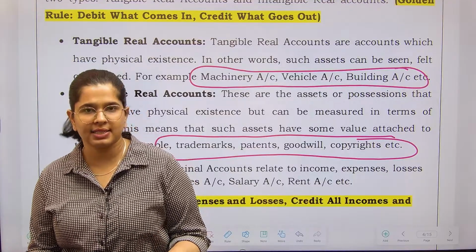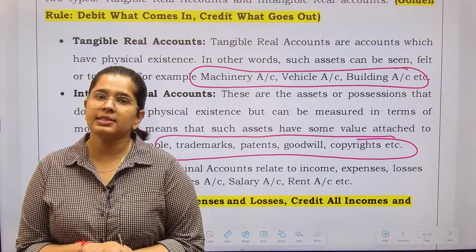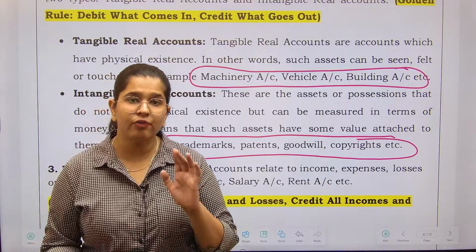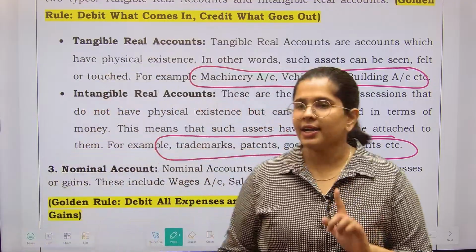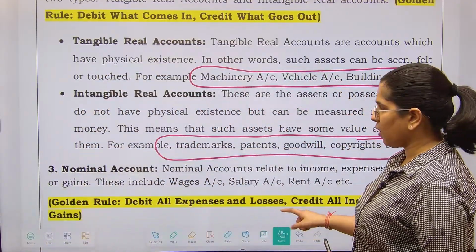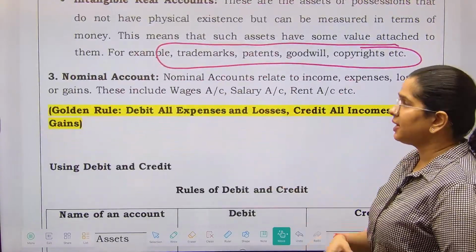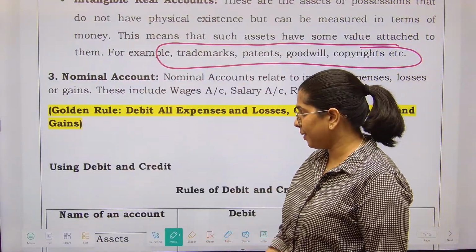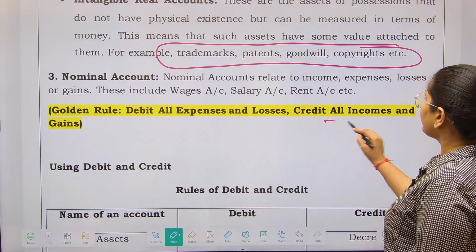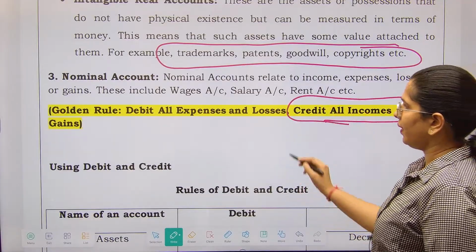ठीक है, कोई physical existence तो है ही नहीं. Just they are existing in the eyes of law. Got that? Now let's move on to the nominal account. First of all, we will see the golden rule is debit all the expenses and credit all the incomes. Very easy.